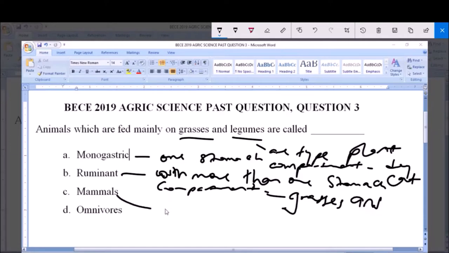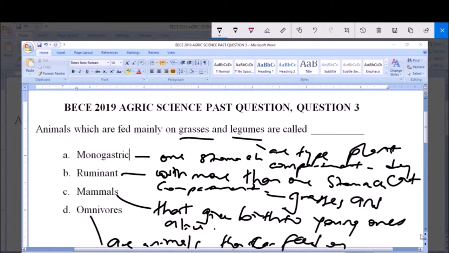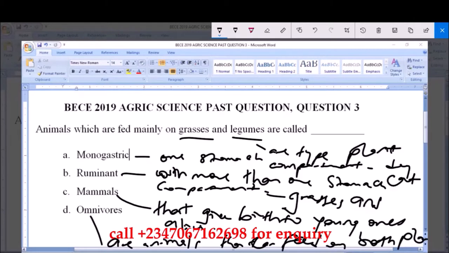Then mammals here, on the other hand, are animals that give birth to their young ones alive. So we refer to them as mammals. Then omnivores are animals that can feed on both plants and animal material. That means they can eat products of plants and products of animals, like milk from animals. So those are omnivores. An example of omnivores are humans.